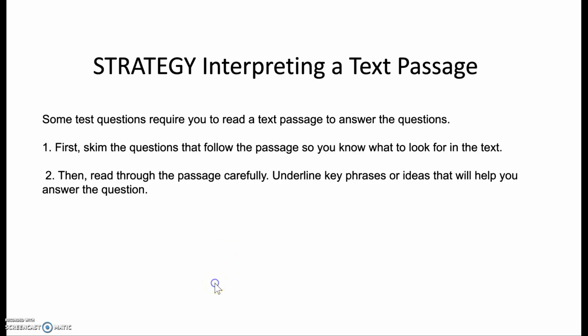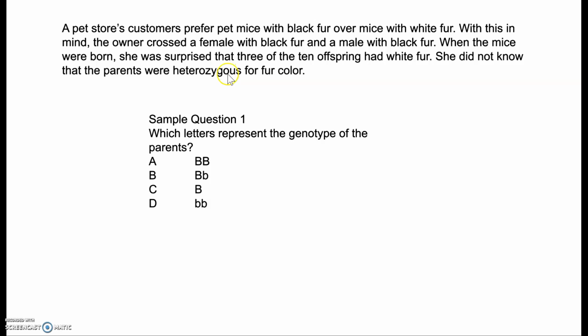Let's practice. So we have a sample passage here. I'm not going to read it. It says, which letters represent the genotype of the parents? So I already know, if I have my paper or my booklet, I'm going to circle the word genotype in the question because I'm looking for genotype. I'm not sure I remember what that is from 7th grade, but when I look at the answers, I see it's these letters that I used when I learned Punnett squares.